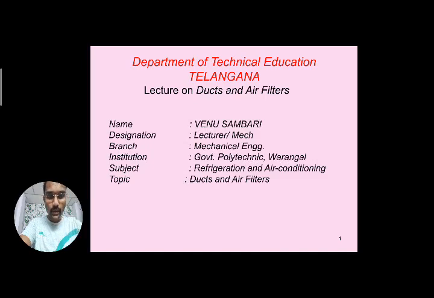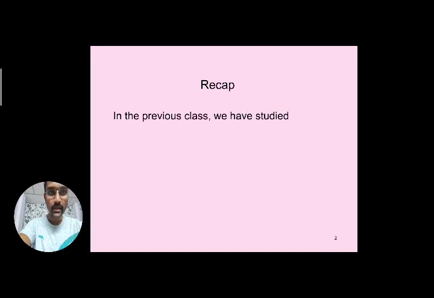In the last class we have seen the additional air conditioning equipment like fans and blowers. What is the difference between a fan and a blower? We have seen axial flow type fans and centrifugal fans. In continuation, today we will see the additional equipment: what is a duct and what are the air filters.